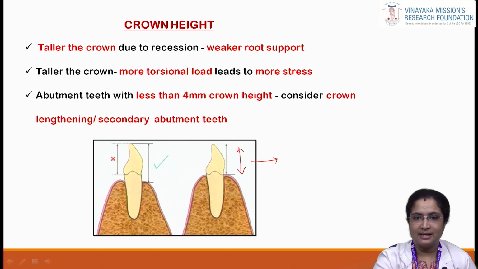If the crown height is less than 4 mm, we cannot take it as an abutment. If there is more clinical crown height, it might be due to recession or it might be due to any periodontal problem. If the clinical crown height is more, that is going to cause more leverage action and there will be more torsional forces in the abutment tooth, where the prognosis is questionable later. So always we have to remember the clinical crown height should be not less than 4 mm. Too much height than 4 mm also will lead to more torsional forces.